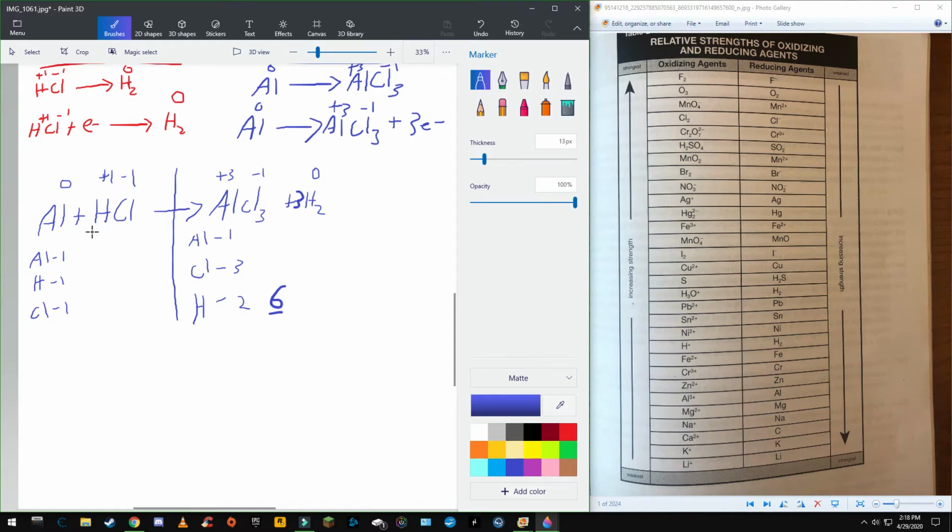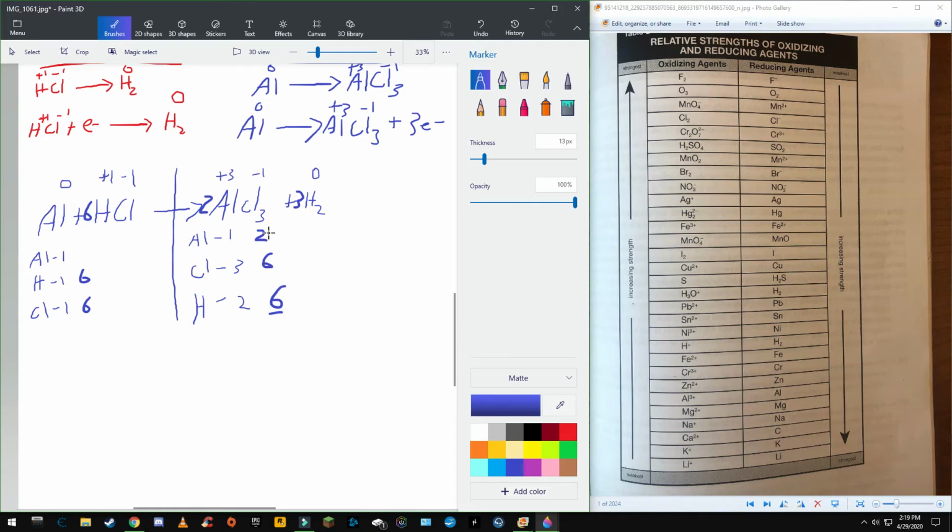Now we look here, we got 1 hydrogen. How do we get 1 to turn into 6? We put a 6 here, and now we'll have 6 hydrogen and 6 chlorine. Now that leads to another issue. Our chlorine on this side is only a 3. Well, we can't have that. So how do we turn that 3 into a 6? Put a 2 into the coefficient. So now that'll give us 6 chlorine, but 2 aluminum.